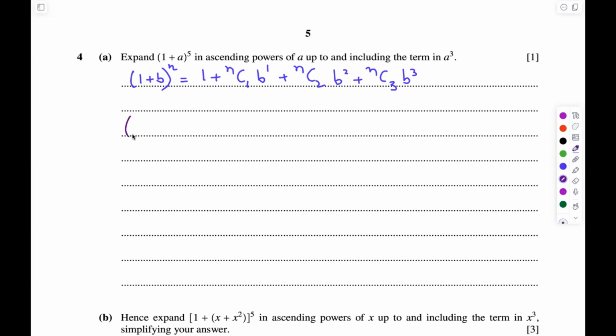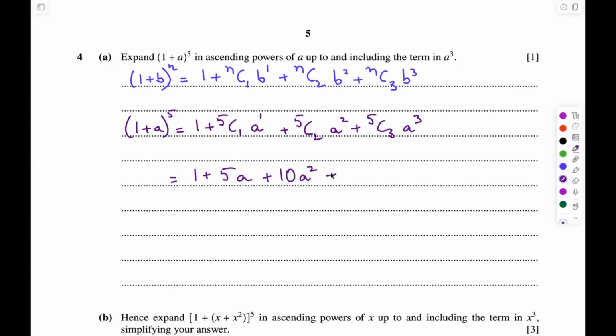So as we're expanding 1 plus a to the power 5, this will be 1 plus 5C1 a to the power 1, plus 5C2 a to the power 2, plus 5C3 a to the power 3. Now, substituting 5C1 in the calculator, that is 5, so this will become 5a. 5C2 is 10, so that will become 10a squared. And 5C3 is also 10, so that will become 10a cubed. So this will be the expansion up till a cube.